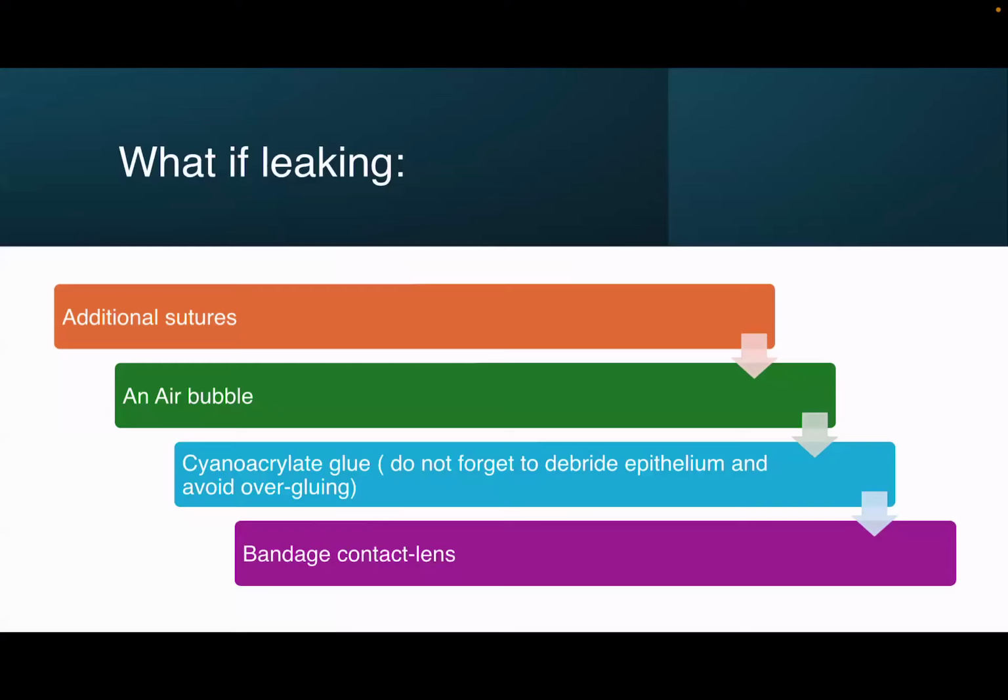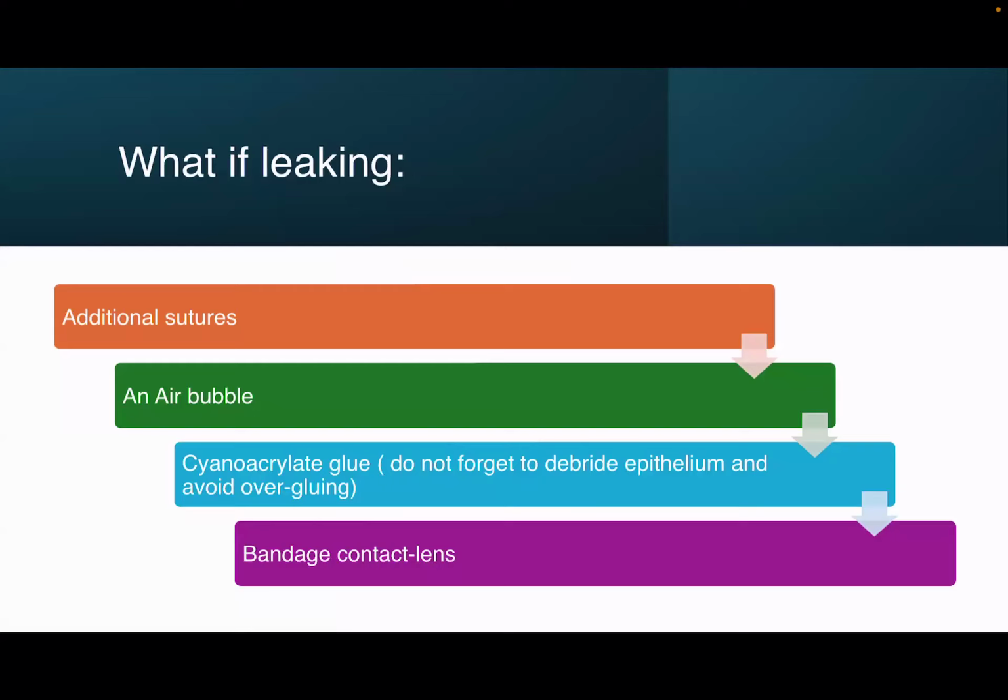Don't forget that the epithelium should be debrided before applying the glue, and don't overglue it. Use the Q-tip to get a drop of glue and apply it using the Q-tip to avoid overflowing of the glue on the globe.